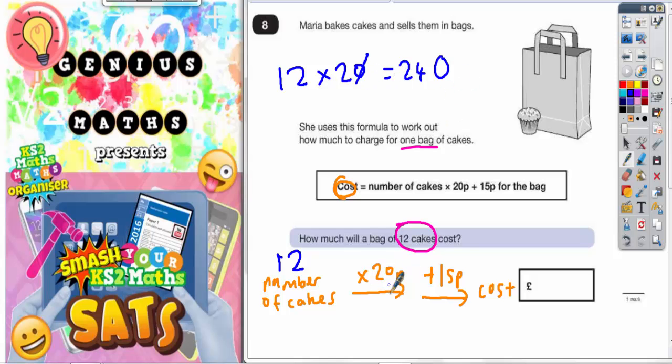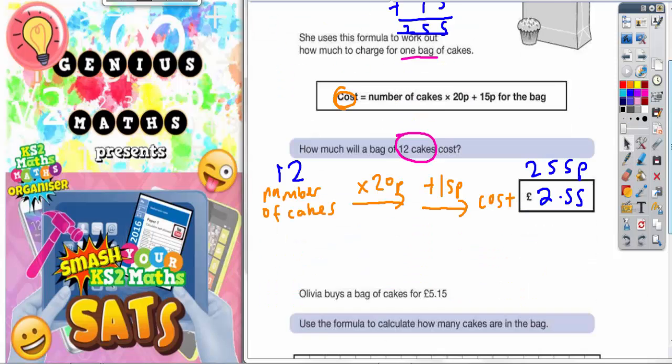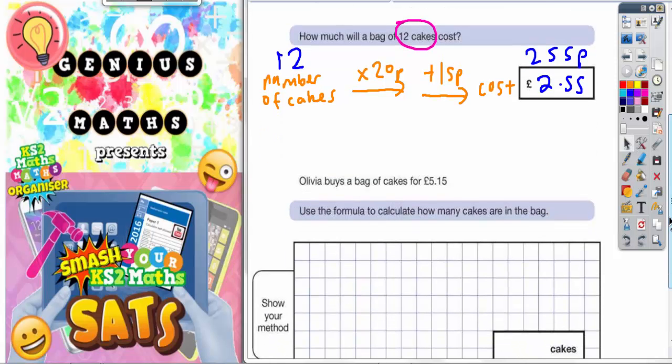So once we times by 20, we've got 240p, but we need to add on 15. So if we add on the 15p, we're going to get nothing add 5 is 5, 4 add 1 is 5, and then 2 add nothing is 2. So we're going to get 255 pence. But remember, 255 pence is the same as £2.55, and we really need to write it as £2.55 because the pound sign is in there. Okay? Let's scroll down and see what else we've got to do.